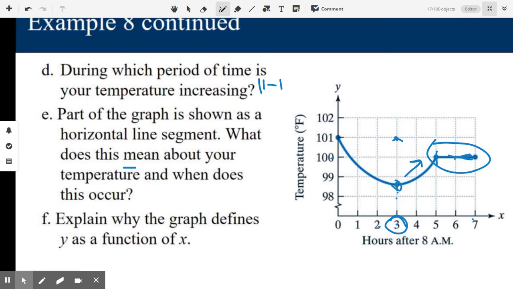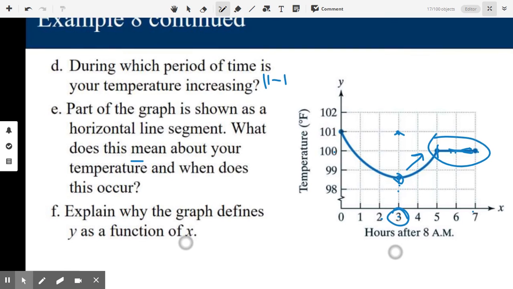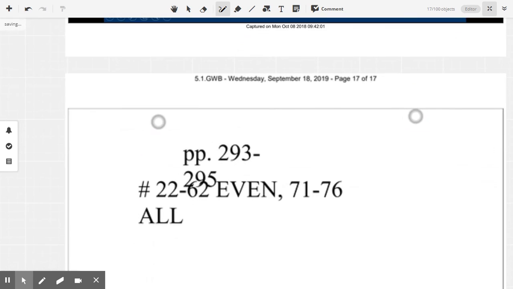All right, notice that I can have the same temperature numerous times. I can have 100 degrees right here, here, here, and here. It's still a function. It only matters that you can't have what's going along, so the x cannot be repeated. Okay, so that's why it is considered a function.